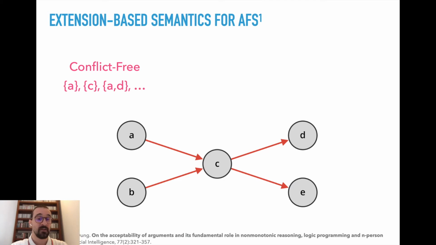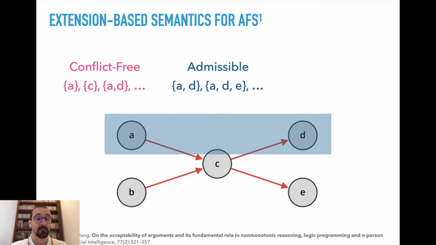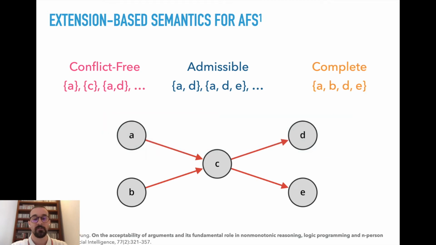An admissible semantics, for instance, only accepts arguments that are defended. In the example, A and D represents an admissible semantics since A is not attacked and D, that is attacked by C, is also defended by A. There are a few more of these semantics that I'm not going to discuss now because of time constraints.